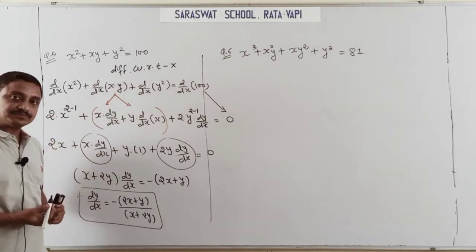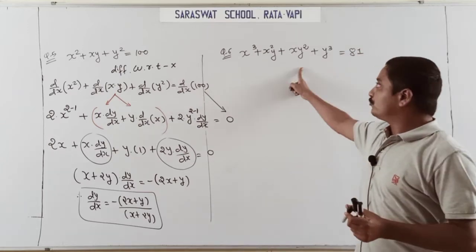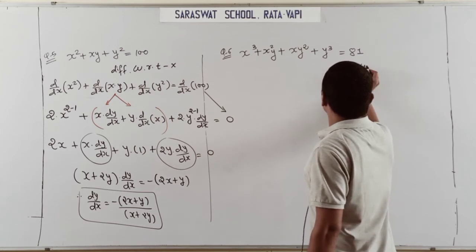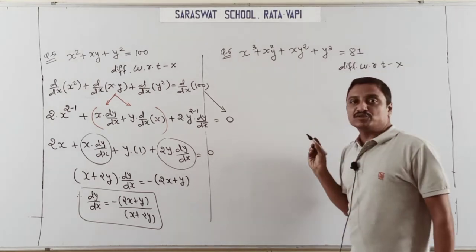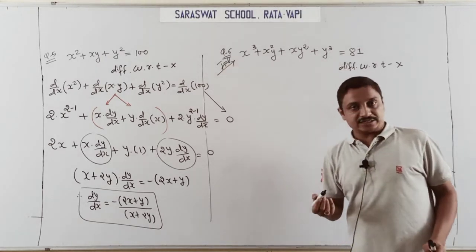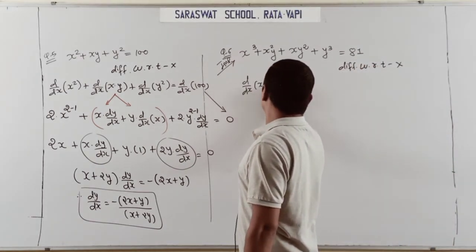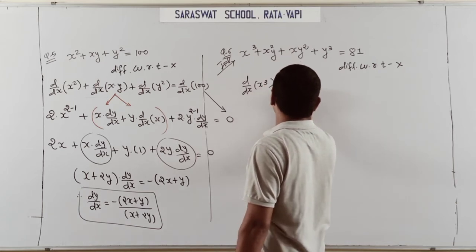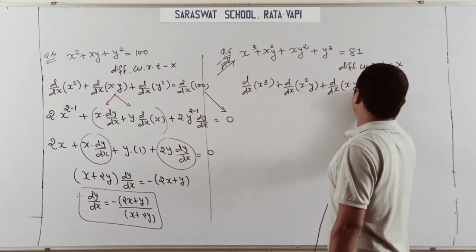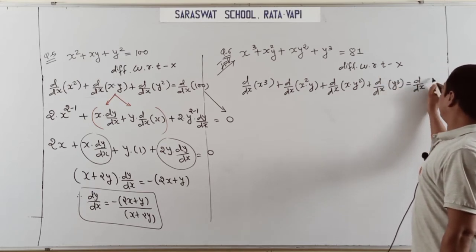Next question number 4. One more numerical coming at the power 3 level. Students, this is also an implicit function. So same application, differentiation with respect to x. Before starting the derivative, students, highlight this numerical in your IMP list. Yes, it is an IMP question. So same application: d/dx of x cube plus d/dx of x square y plus d/dx of xy square, and d/dx of y cube is equal to d/dx of y.